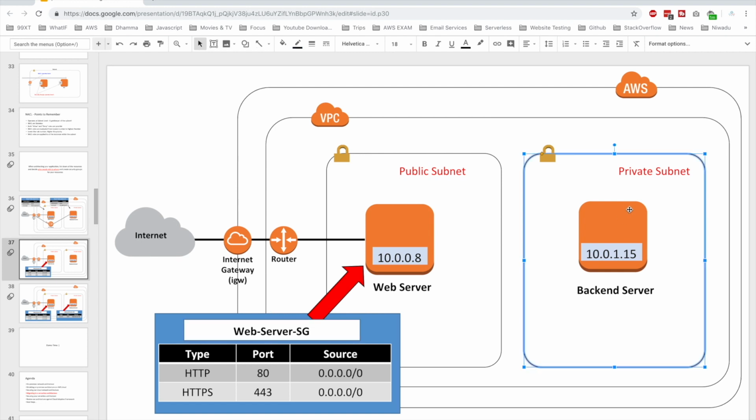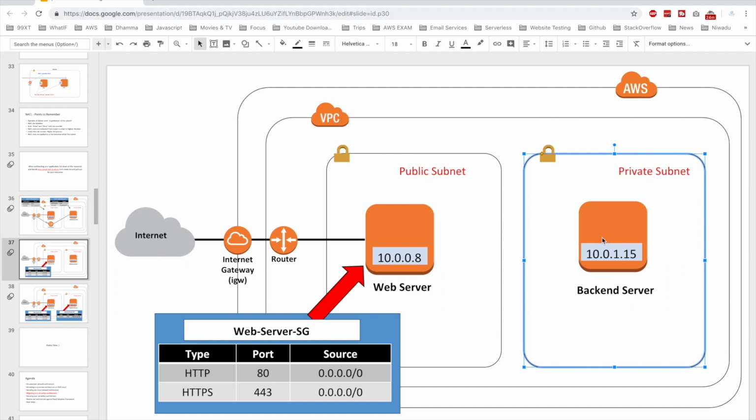So what about the backend server? Do we really want to allow anyone on the internet to access our backend server? Do we really need this? No, right? Because our backend servers consist of our databases, application servers, etc. So if anyone can access our databases over the internet, that will be a real security threat. So instead what we will do is we will allow only the web server to access our backend server. So how can we do that?